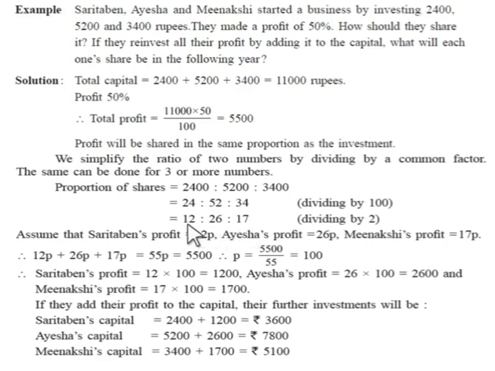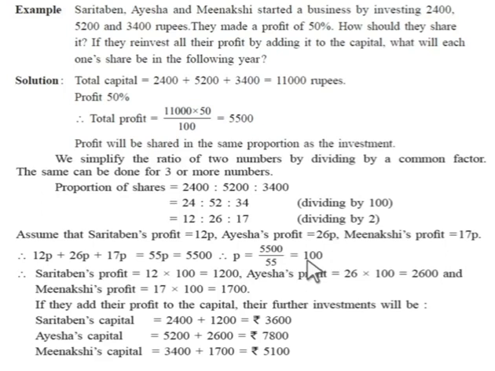So from here we will assume that this 12, that is the first number, is the share of Sarita Ben. So now Sarita Ben's share of profit will be 12p. Aisha's profit will be 26p and Meenakshi's profit will be 17p. Now we will add them all. We know that 12p plus 26p plus 17p is equal to 5,500. That is the total profit we had seen. Now 55p is 5,500. Here you will get the value of p on dividing 5,500 by 55, that is 100.